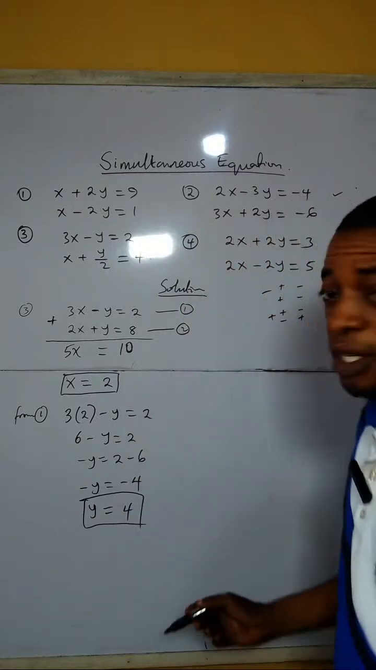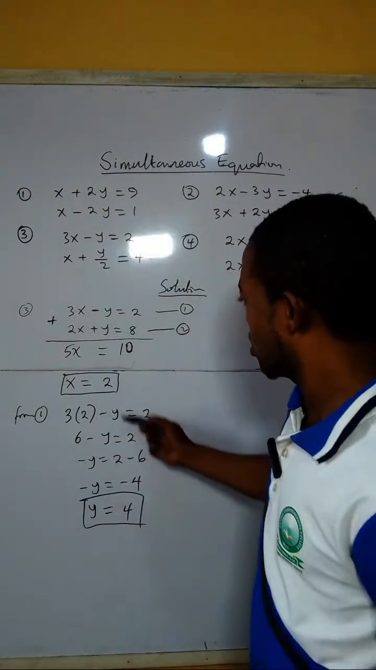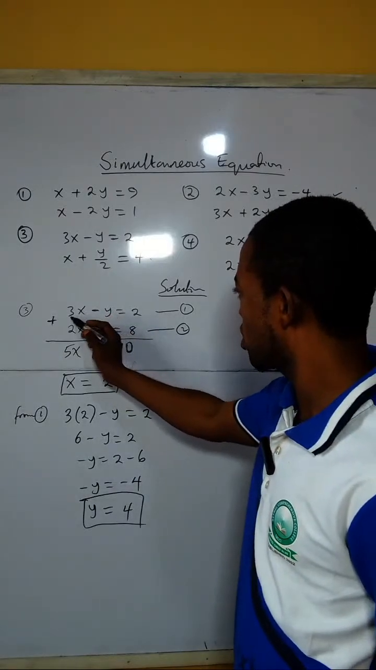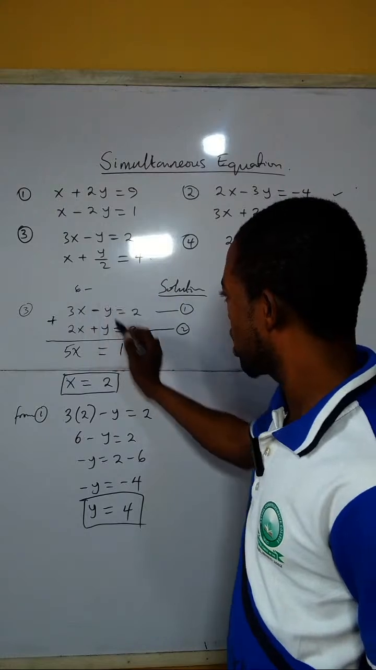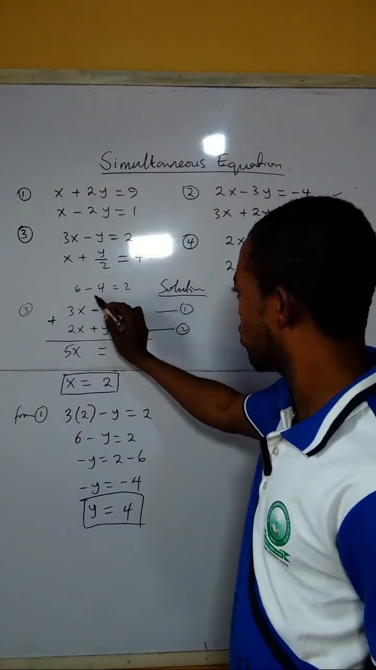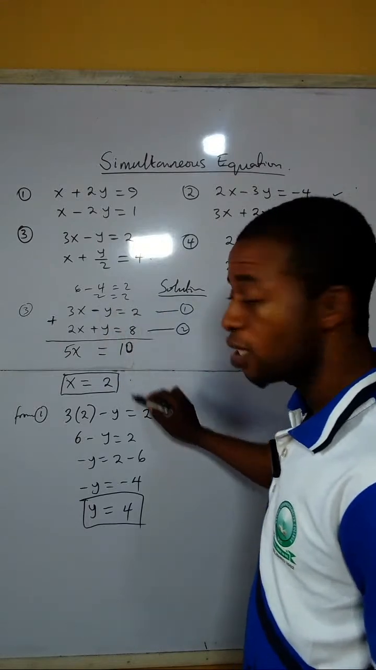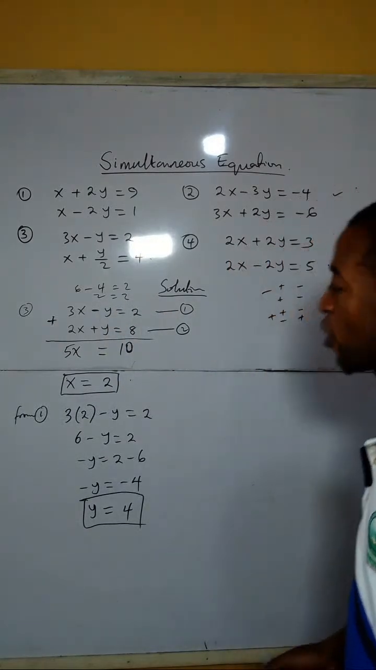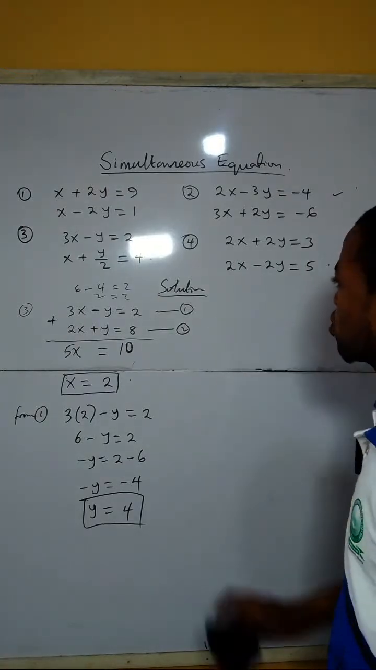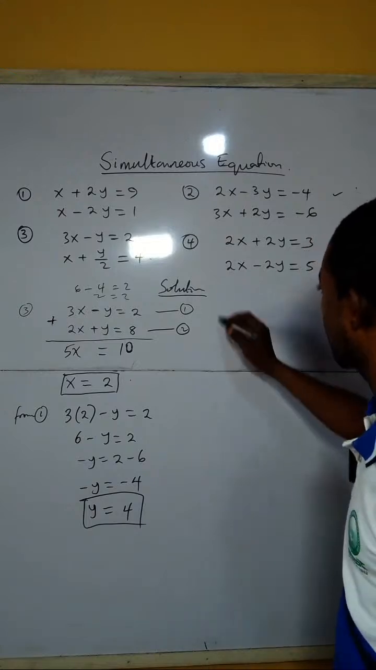Now check by putting x equals 2 and y equals 4. So when x equals 2, 3 times 2, that's 6, minus 4 equals 2. 6 minus 4, that's 2, which equals 2. So this satisfies the given problem. And in the same way, we can use the substitution method here.